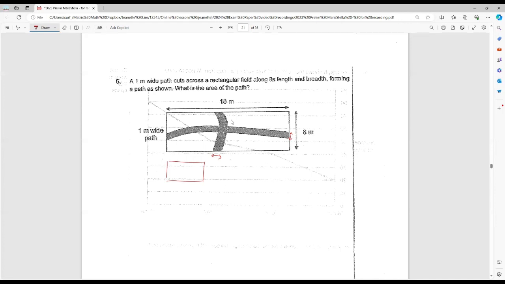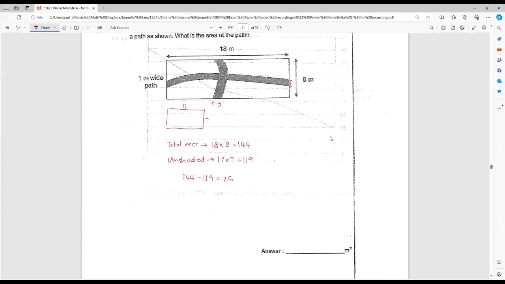So the area of the path is actually the area of the big, original rectangle, minus the area of this closed up rectangle, and you get the path. So the total rectangle, which means the shaded and unshaded part, will be 18 times 8. Then the unshaded, so the parts without the path, will be, this will be 17 because it's closed up by 1 meter, and this will be 7. So 17 times 7. So to find the path, it will just be the difference. So answer 25 square meters.